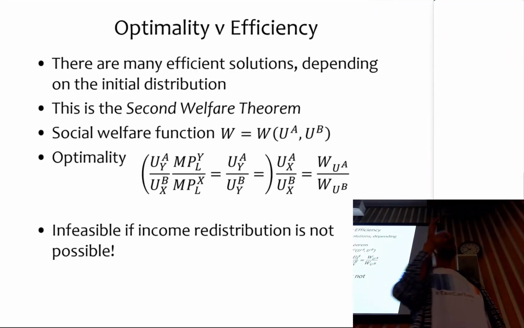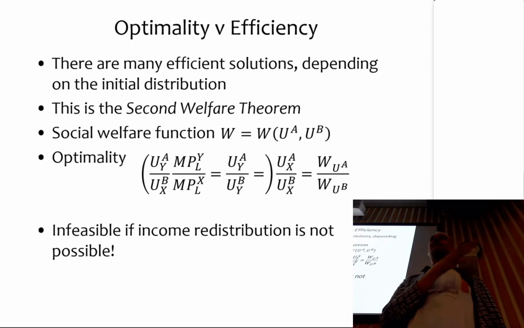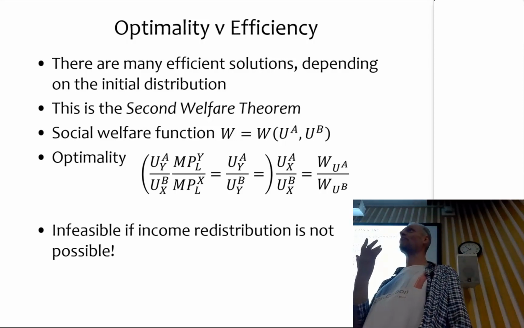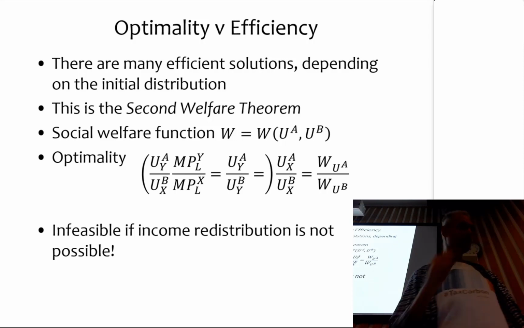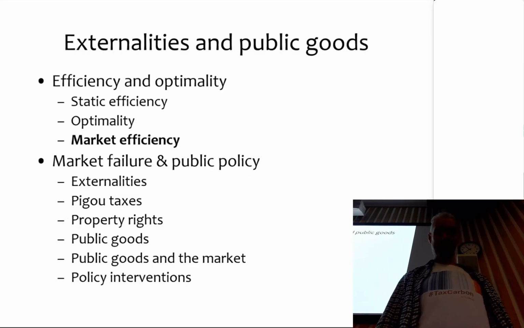Now this is Pareto optimality, which is not the same as optimality, right? Optimality means that we're maximizing some social welfare function. And then we have the additional condition that the ratio of marginal welfare should be the same. Okay. Very brief recap of your micro, right?